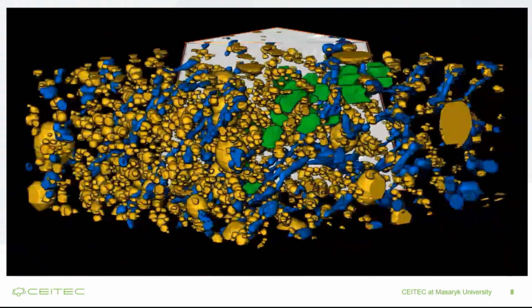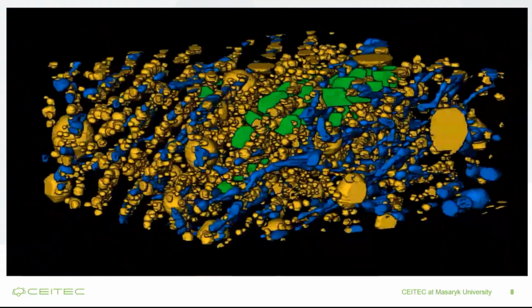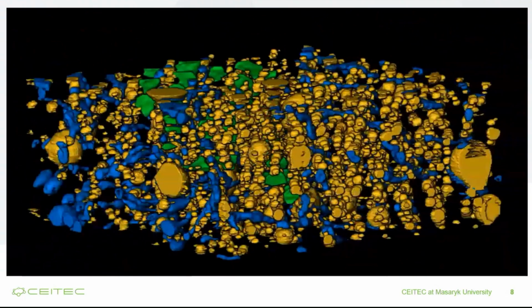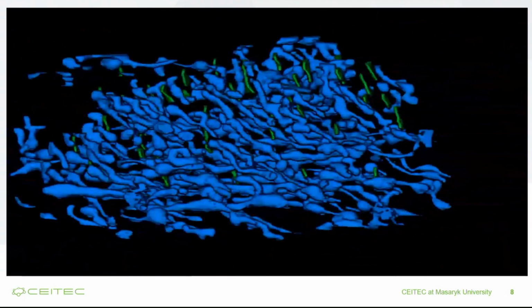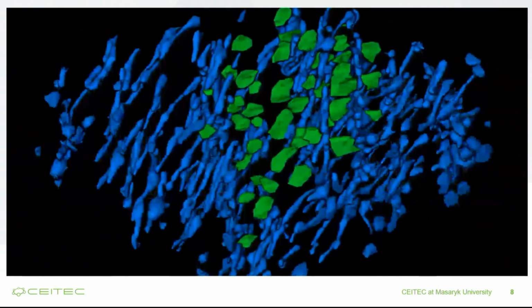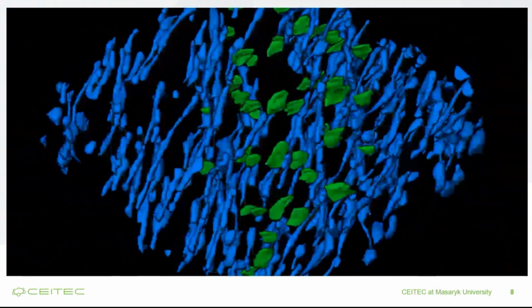And again, a very rough segmentation. Yeah, the green discs are the discs at the end of the sarcomeres.